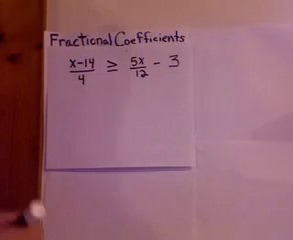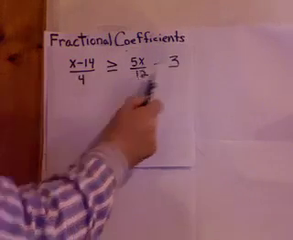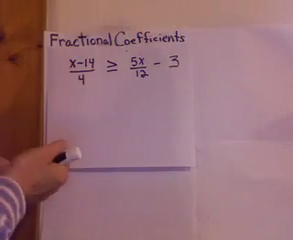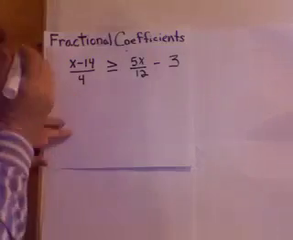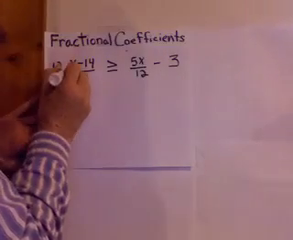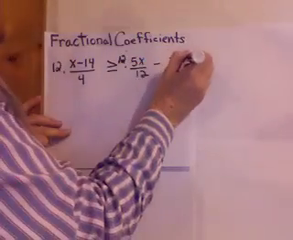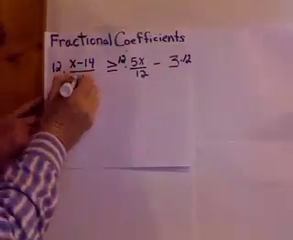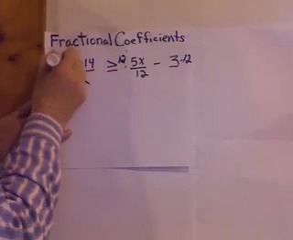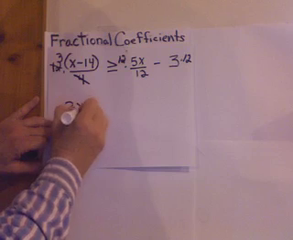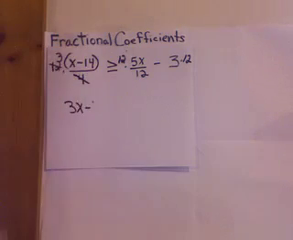All right, let's try another problem. Again, look at the fractions. What's the common denominator? Hopefully, you know it's 12, so I'm going to multiply each fraction by 12 and then reduce. 12 times this one, 12 times this one, and 12 times this part. Here I'm going to reduce. 4 into 12 is 3. Now I have to distribute that, so I get 3x minus 3 times 14.